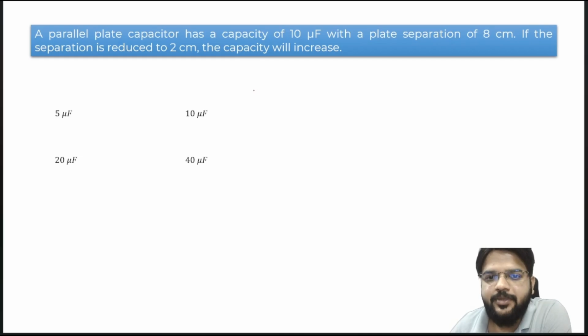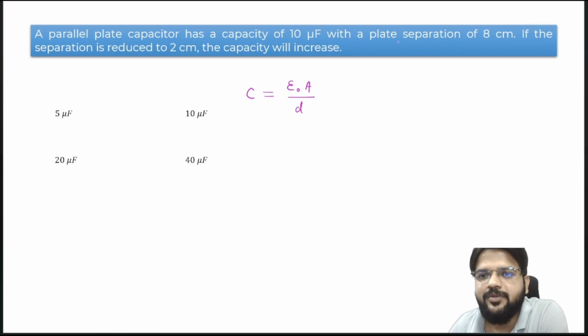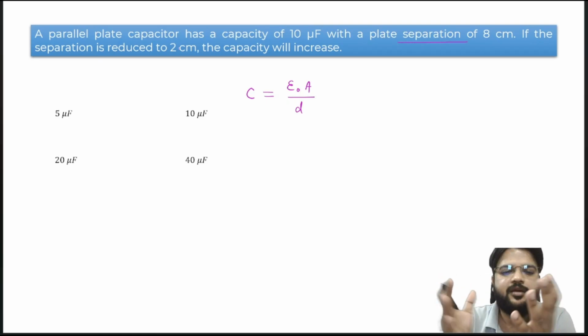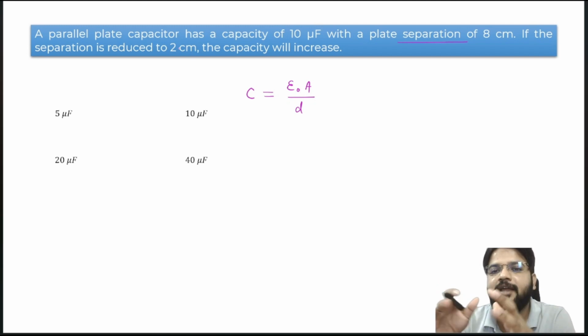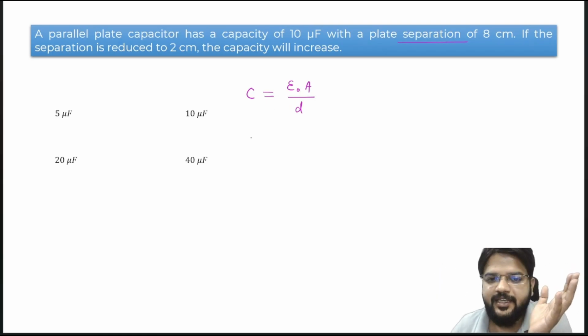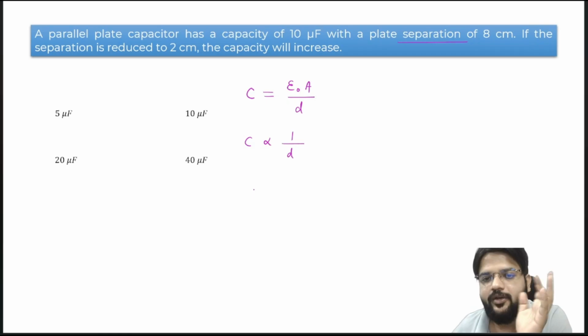The parallel plate capacitor capacitance formula is what? C equal to epsilon naught A by D. Correct? So here the separation between the plates is changing. When we change the separation, the area will remain the same and epsilon naught also does not change, correct? So epsilon naught and A both are constant. It is not varying.